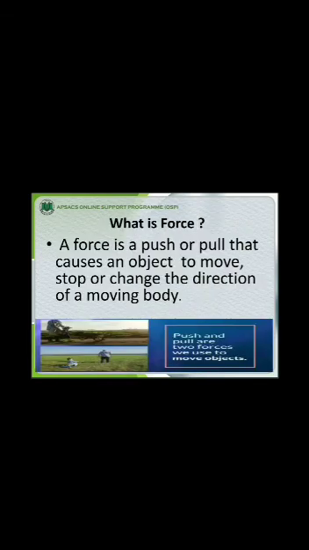What is force? A force is a push or pull that causes an object to move, stop or change the direction of a moving body. The two forces that move objects are push and pull. We use these forces every single day. I will tell you the difference between push and pull and how to identify them. Dear students, look at the textbook page number 62. When you push or pull something, it moves.